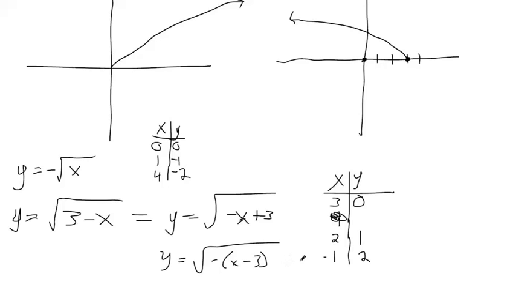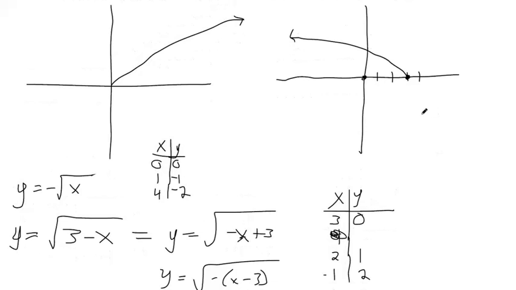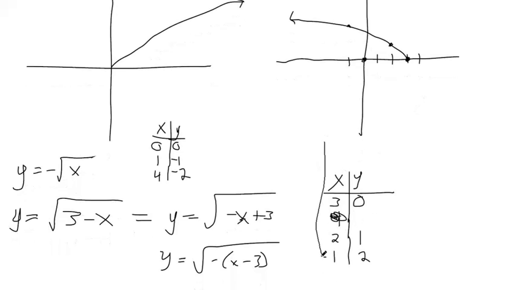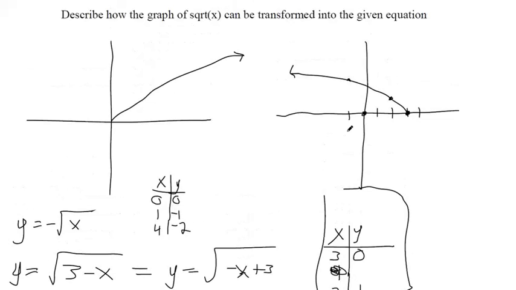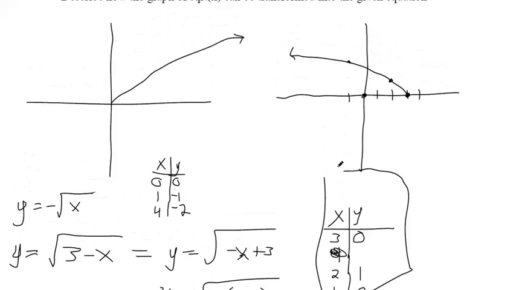You could plug in x equals 0 if you want. You're going to get the square root of 3. You just have to change that to a decimal to help you graph. But look, our guess is correct because 2 on the x, 1 on the y. There's our dot. Negative 1 on the x, 2 on the y. It's matching up with our data table. So if you're ever unsure what those transformations are doing, go ahead and make a data table.